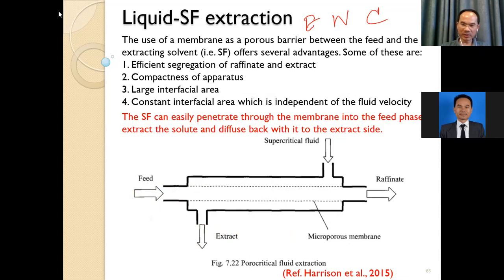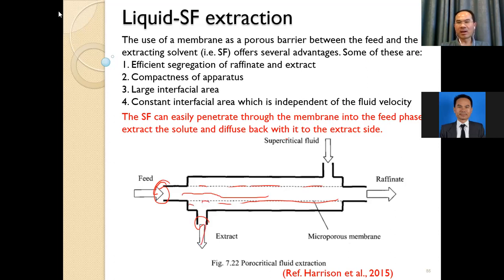This is for the liquid and supercritical carbon dioxide, and also we can modify this with a membrane. We have the membrane. This is the feed to the tube, and also we have the extract phase. With a membrane like this, the supercritical fluid flows on the side, then flows across the membrane and mixes with the feed, and then we also have extraction.